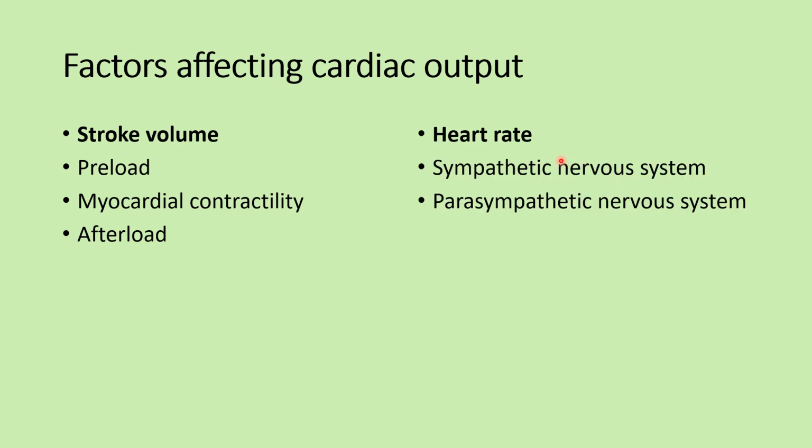Heart rate mainly depends on the autonomic nervous system. Sympathetic nervous system increases the heart rate. Parasympathetic nervous system decreases the heart rate.